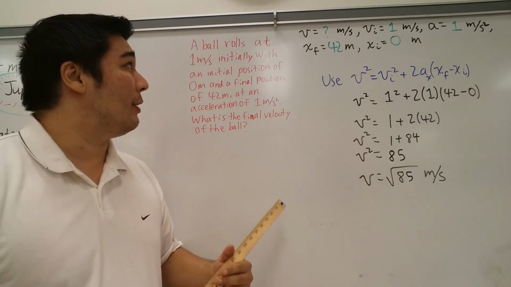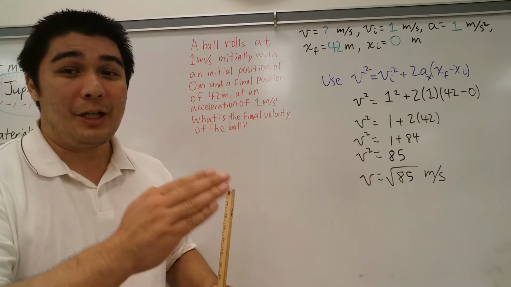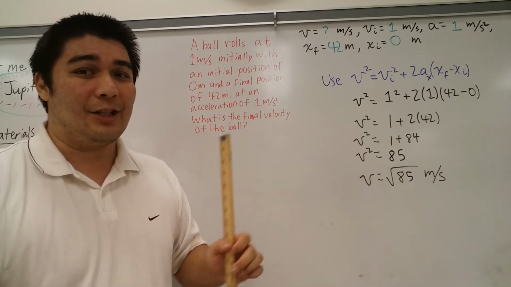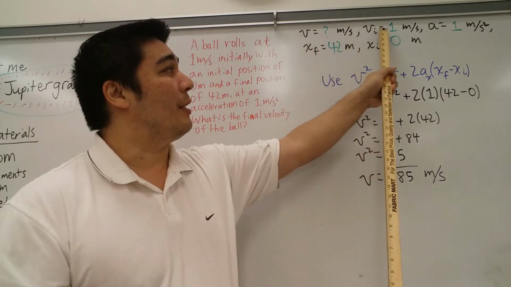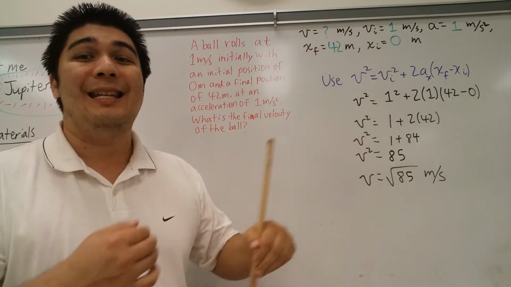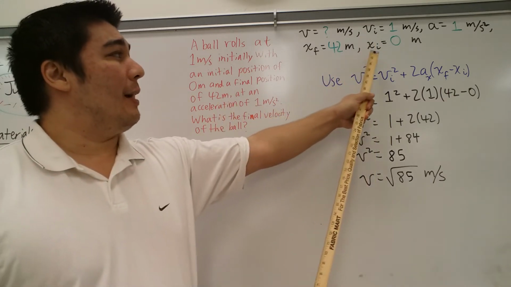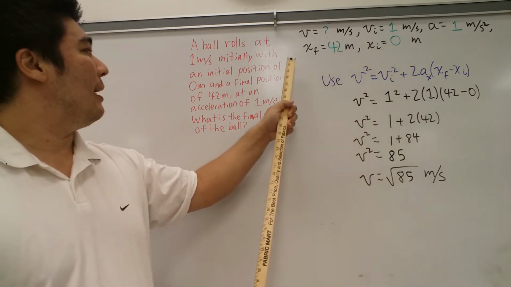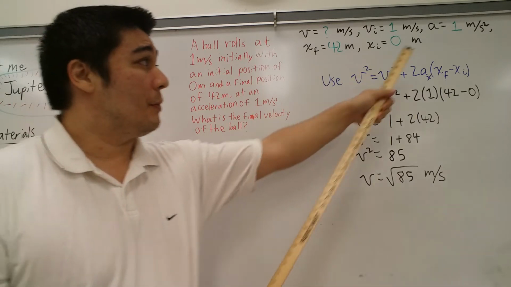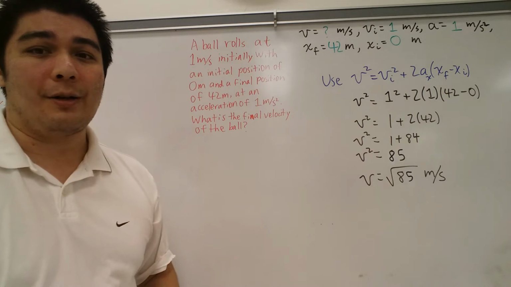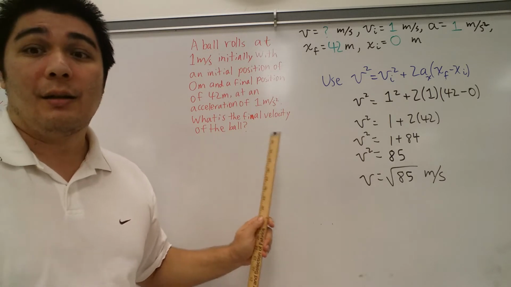In this case, when I look at it, it says a ball rolls. Now that word rolls implies velocity, so make sure that you immediately acknowledge that one. It rolls at 1 meter per second. I still don't know at that point whether it's v final or v initial, but it says it rolls at 1 meter per second initially, so that's why we know it's v initial. With an initial position, so x initial, of 0 meters, and a final position, or x final, of 42 meters, at an acceleration of 1 meter per second squared. Now I'm looking for v final because it does ask what the final velocity of the ball is.